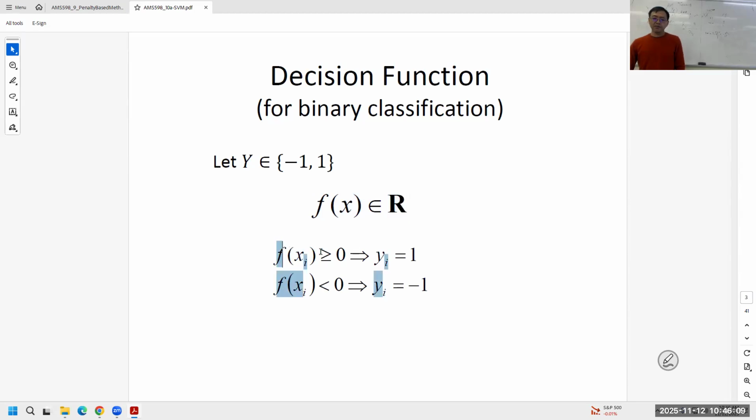Then if f(x) is bigger than 0, we say y_i equals 1. If f(x) is less than 0, we want y equal to -1. So basically, the sign of f(x) determines the prediction of y, which group it is going to be, the 1 group or the -1 group, right? For all the binary classification problems, this is the problem, okay?